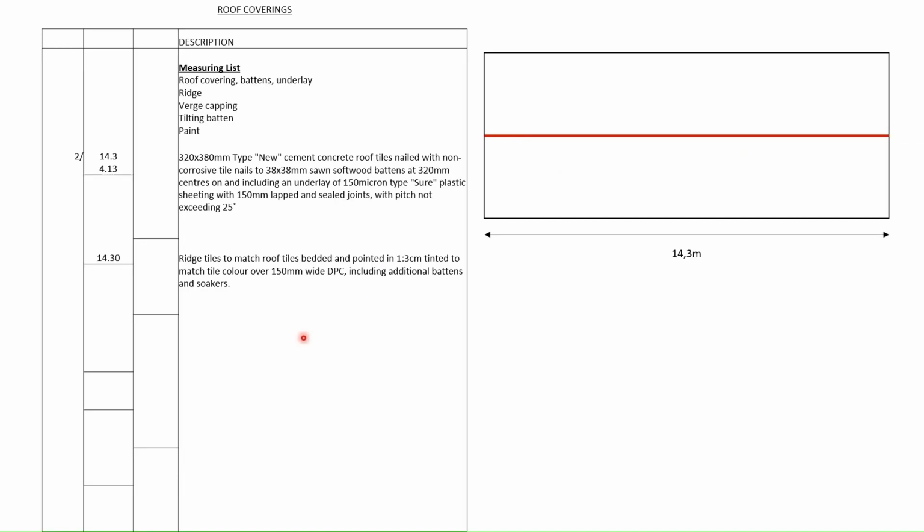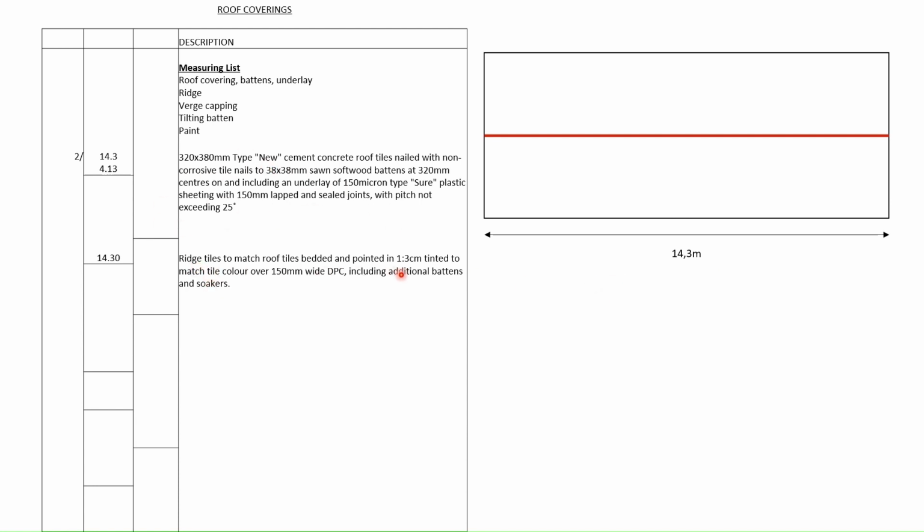Okay, so just as we did with the roof covering, I have put down the description for the ridge and also the dimensions and also that little diagram there to show where the ridge is located, right? So the ridge basically runs horizontally at the top of the roof, and it runs for the full length of our eaves, at 14.3 meters, which is something that we would have already worked out when determining the measurements for our roof covering.